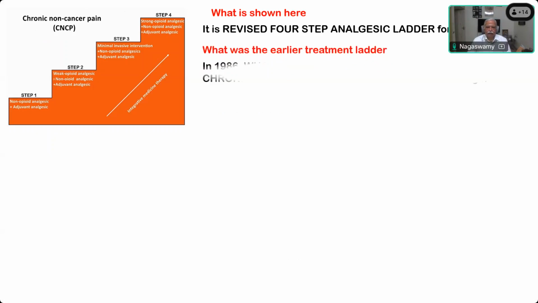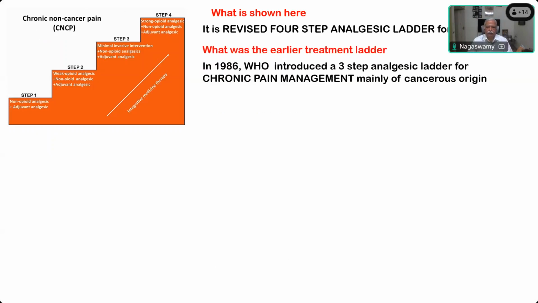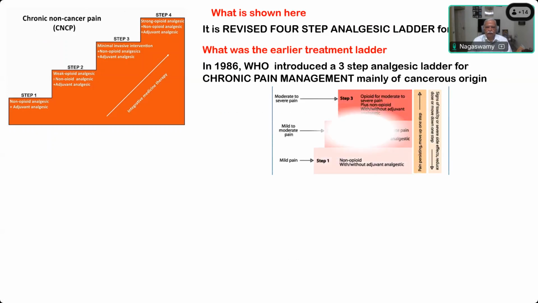Only 3 steps here. In 1986, the WHO introduced a 3-step analgesic ladder for chronic pain management, which mainly consisted of these 3 steps. Step 1 is non-opioid with or without adjuvant analgesic for mild pain. Step 2, for mild to moderate pain, is opioid plus non-opioid plus adjuvant. Then for moderate to severe pain, opioid as the primary thing plus non-opioid plus adjuvant analgesics.